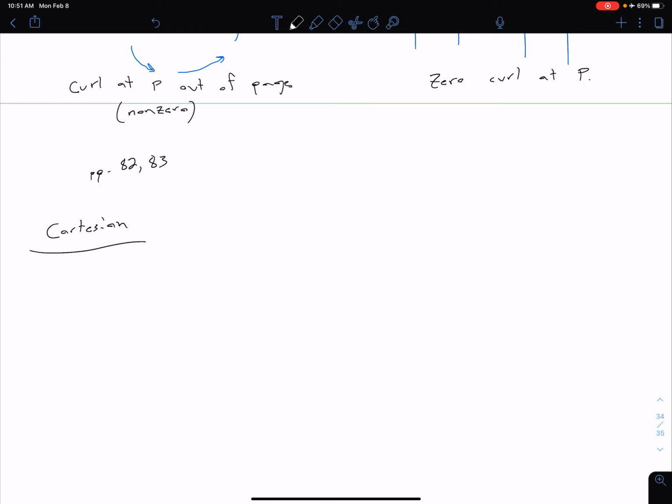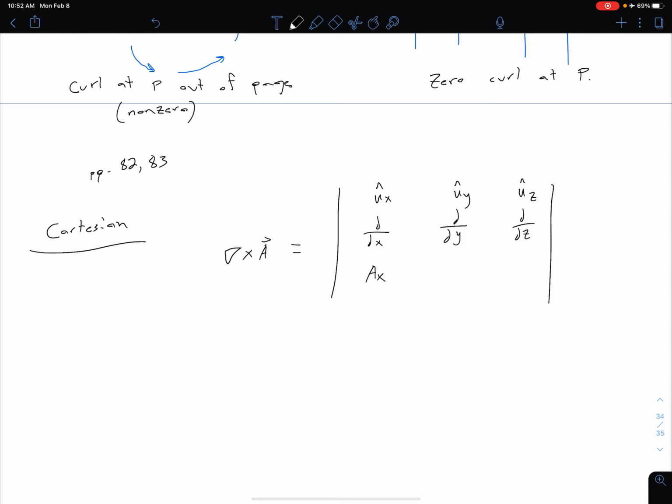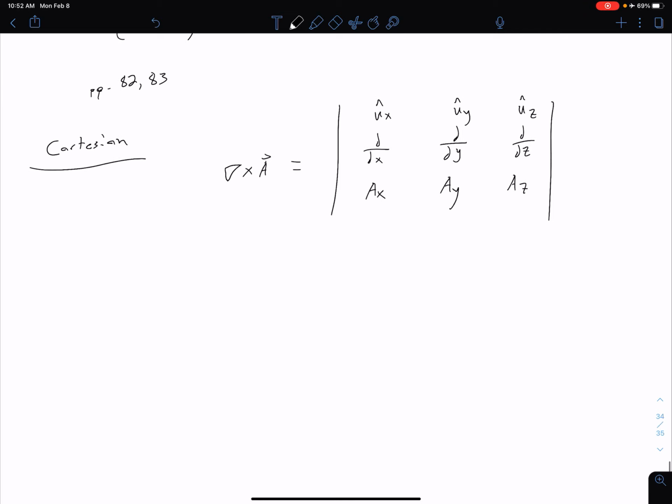It turns out that we can do del cross A in any of our coordinate systems, but that determinant is going to look a little bit different depending on which coordinate system we're in. In our Cartesian coordinates, the first row is u of x, u of y, u of z. For our second row, we have our del operator, which is our partial with respect to x, partial with respect to y, and partial with respect to z. Our third row of this determinant is our vector field A: some x component of A, some y component of A, and some z component of A. If we evaluate that determinant, we get an expression for the curl of A.